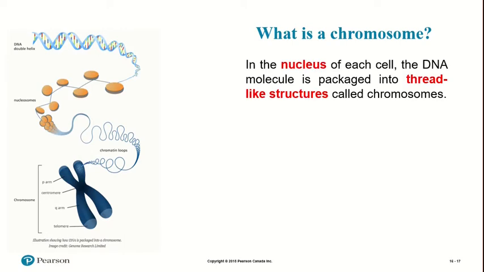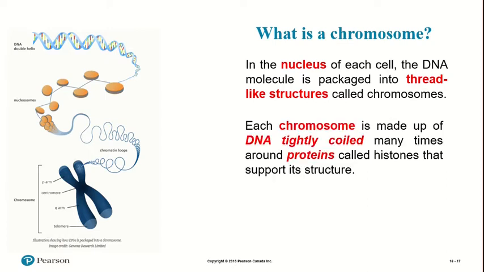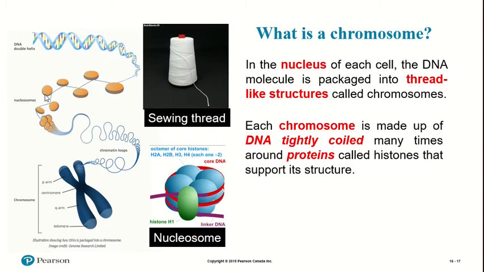We know that in eukaryotic cells, in the cell nucleus, the DNA molecule is packed into thread-like structures called chromosomes, and each chromosome is made of DNA tightly coiled many times around proteins called histones that support this structure. As I showed you before, the histones will be here. These are the nucleosomes, and I just tried to give you a mental picture of how the DNA wraps around, like a thread. Actually, it looks like that.